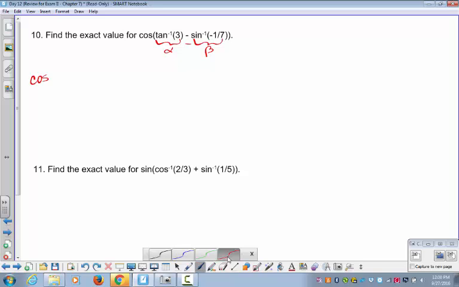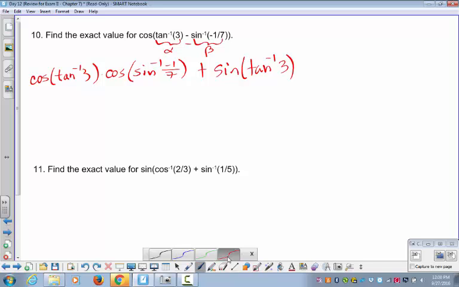We distribute to the first angle, cosine of the first angle, so it's cosine of inverse tangent of 3. The second factor is always cosine of the second angle. Cosine, cosine, cosine is opposite, so we're going to put a plus. And then it's going to be sine of the first angle, and then sine of the second angle. All right, so that's applying the cosine of a difference formula.